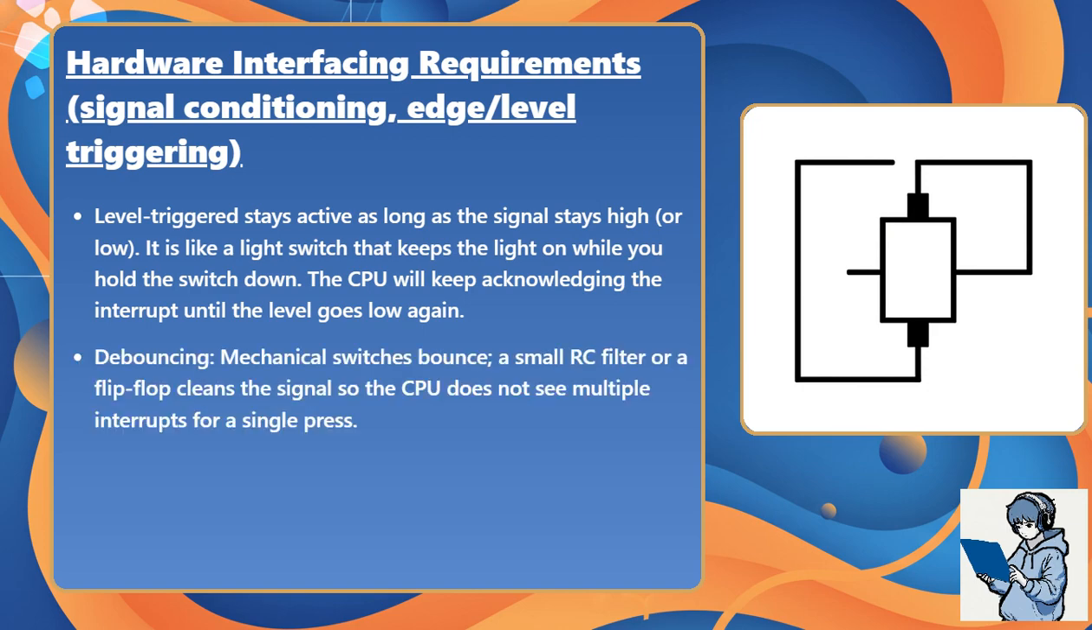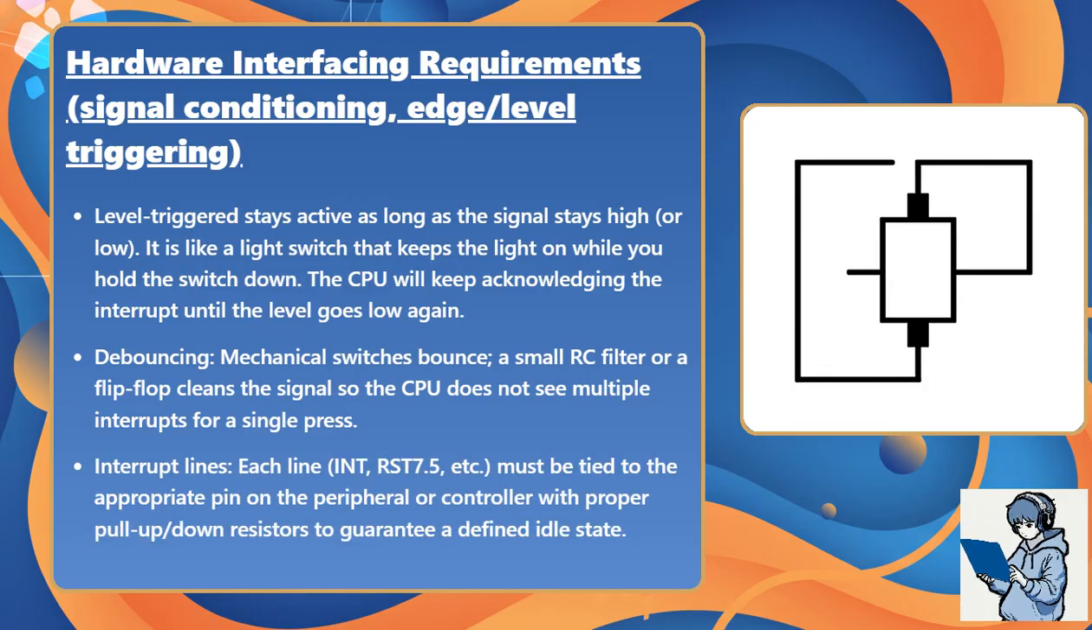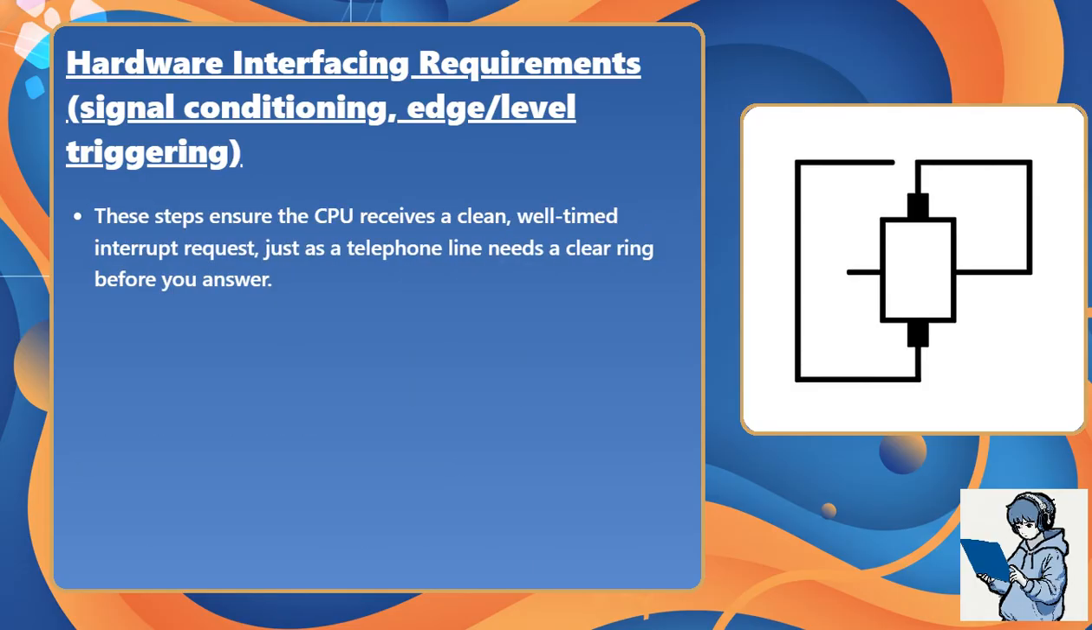Debouncing: mechanical switches bounce, so a small RC filter or a flip-flop cleans the signal so the CPU does not see multiple interrupts for a single press. Interrupt lines: each line, INT, RST 7.5 etc., must be tied to the appropriate pin on the peripheral or controller with proper pull-up or pull-down resistors to guarantee a defined idle state. These steps ensure the CPU receives a clean, well-timed interrupt request, just as a telephone line needs a clear ring before you answer.